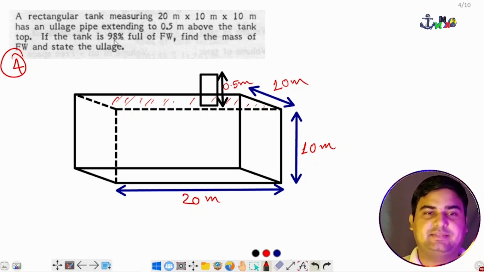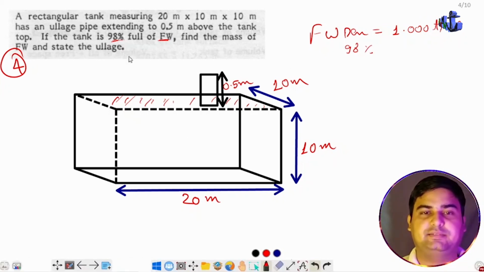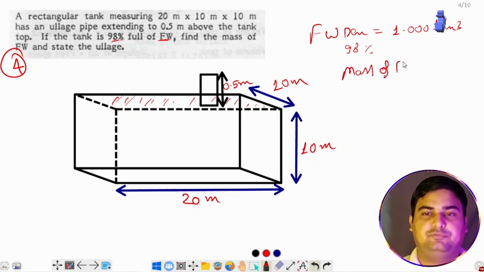If the tank is 98% full of fresh water, fresh water density we know is 1.000 tons per meter cube. This tank is 98% full with fresh water. Find the mass of fresh water and state the ullage. So we need to find out the mass of fresh water, and we need to find out the ullage.